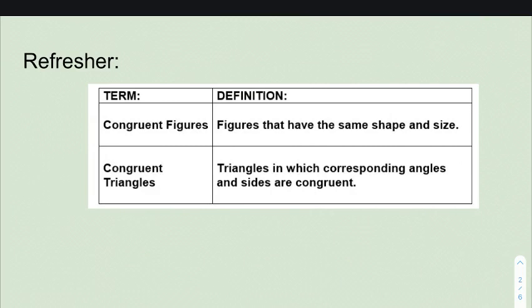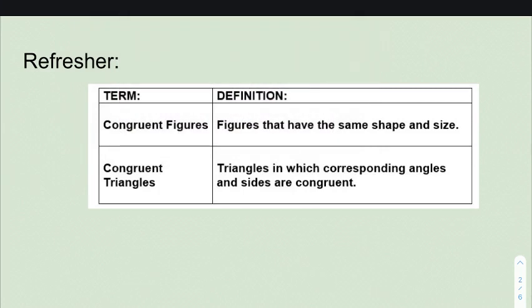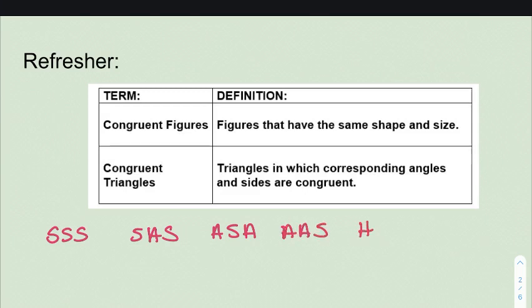All right, so first of all, we need to just refresh our memory on congruent figures. And of course, a congruent figure is a figure that has the exact same shape and the exact same size. Now talking about triangles, that's what we've been working with, and you'll need to remember that with triangles we had 5 properties that we were able to use to prove two triangles are congruent. And that was, of course, side-side-side, side-angle-side, angle-side-angle, angle-angle-side, and then HL.